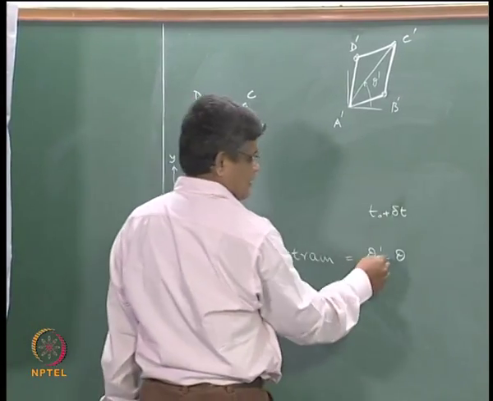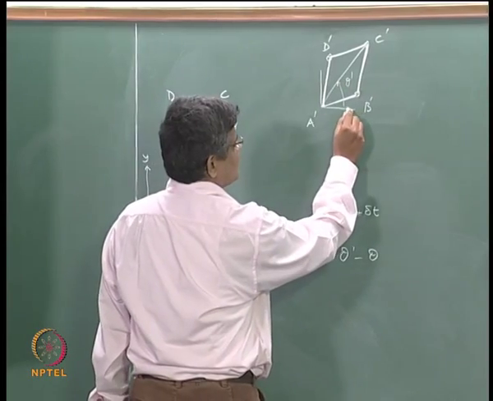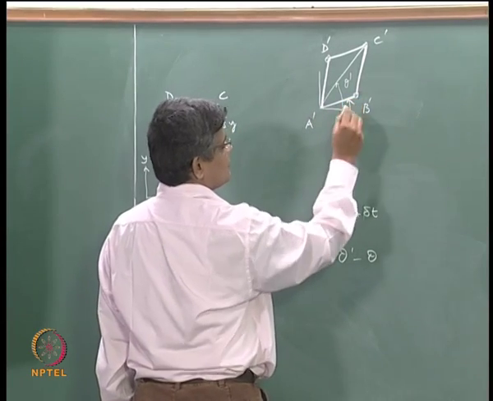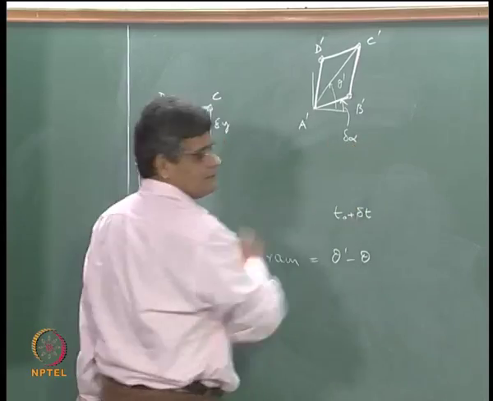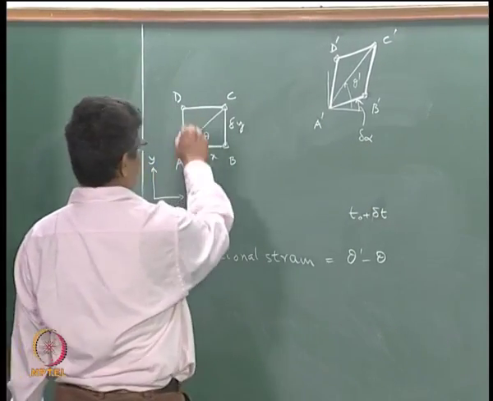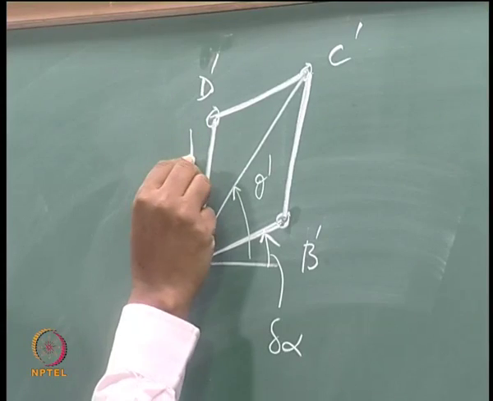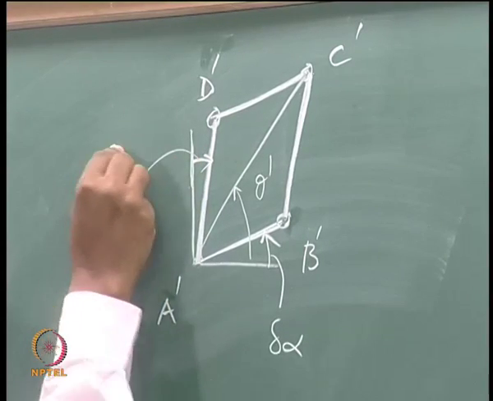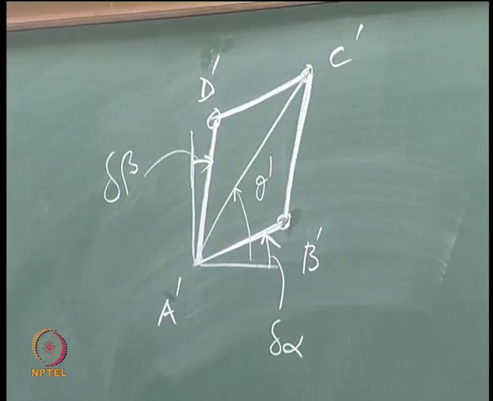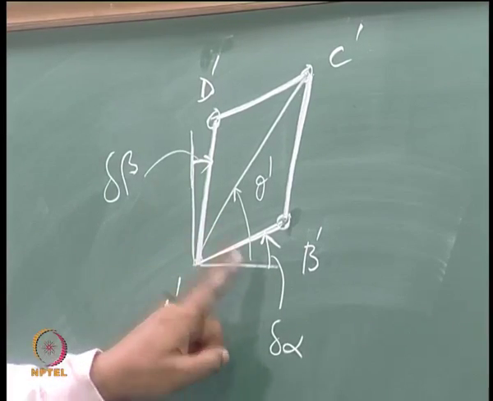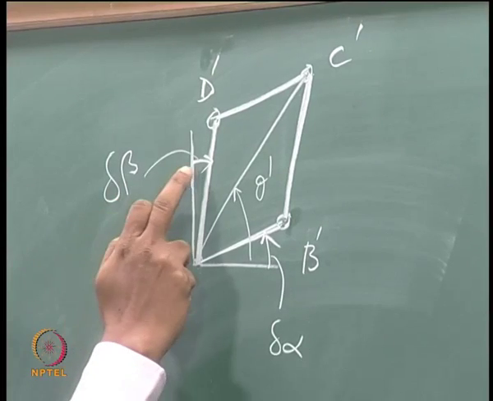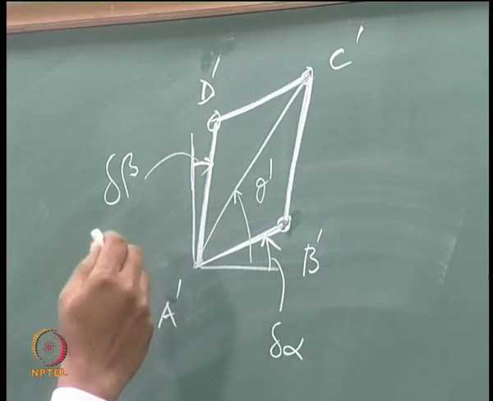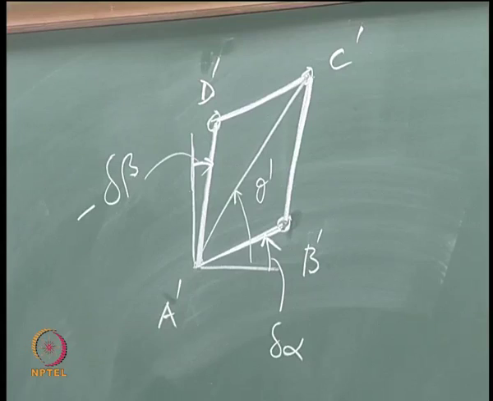So now what is theta prime? We can say that the bottom side has rotated with respect to the horizontal through an angle delta alpha, and the side AD has rotated in the clockwise direction by an element delta beta. Now we always measure the angles in the counterclockwise direction. So this delta beta, which is actually in the clockwise direction, we should be putting as minus delta beta.